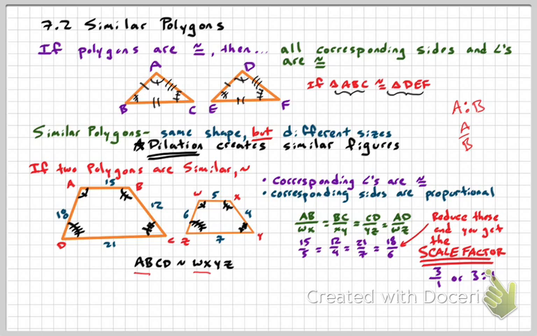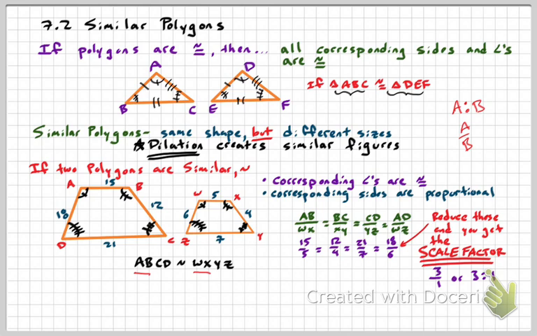And the scale factor is that reduced amount that tells us just the exact relationship of the lengths between the figures. So what this is saying with our scale factor of 3 to 1 is that the figure on the left is 3 times bigger than the figure on the right. So for every 1 unit on the right, there's 3 units on the left.